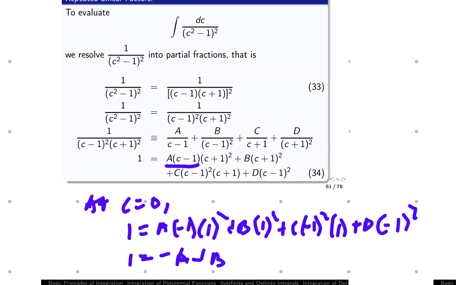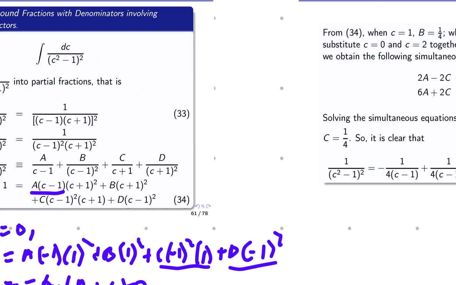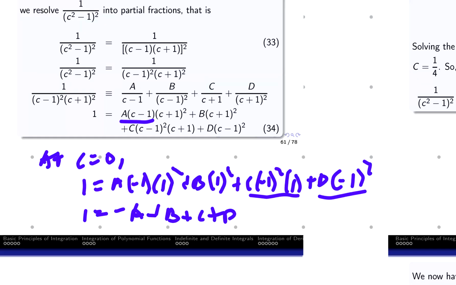Interestingly, what do we know already? We know b and d. B and D, we know them to be 1/4 each. So this is 1 over 4, and this is 1 over 4. 1 over 4 plus 1 over 4 is half. So you can cancel this out, right? And you have half. If you take half to the other side, it's like 1 minus half, so this one now minus this half, that's actually half equals minus a plus c.